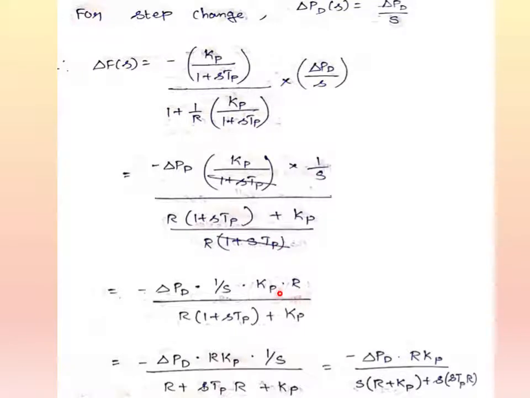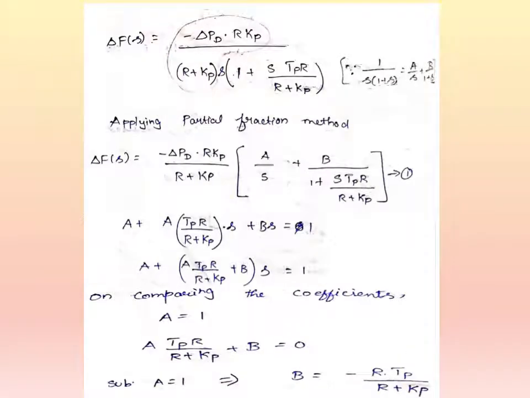So we are segregating the expression. 1 by S is coming here, Kp, and the denominator R will come to the numerator, divided by R into 1 plus STp plus Kp. Now we expand this and take S common outside. Our final expression of del f of s will be minus del Pd into R Kp divided by S into R plus Kp plus S into STp into R, where R is your regulation, Tp is the time constant of your power system, and Kp is the constant gain value of your power system.